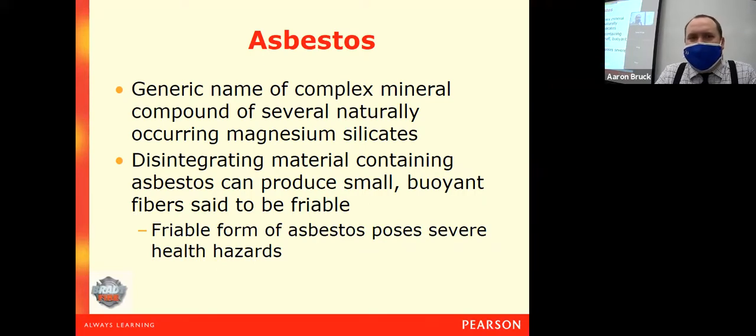Problem with it is that it does degrade over time. And when it degrades, it forms these little tiny fibers that are small, they are buoyant, they float in water, and we generally call these friable fibers. Friable fibers have a lot of severe health hazards associated with them.